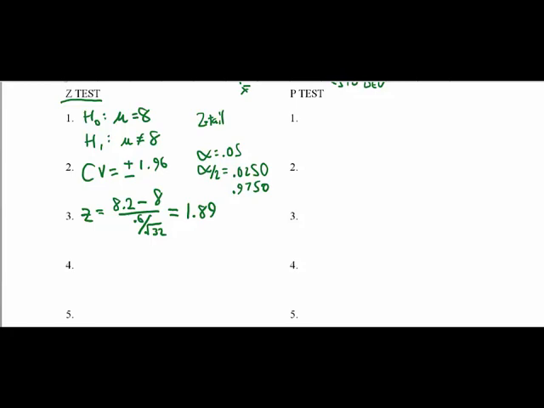So this next picture is going to be our bell curve. And our bell curve is going to have the average at 0.